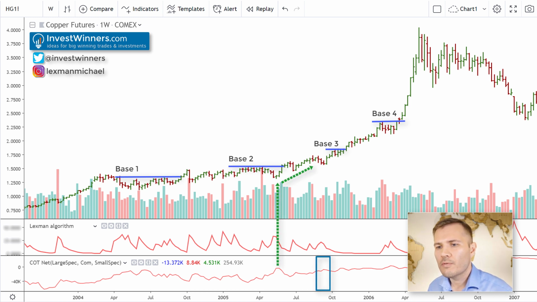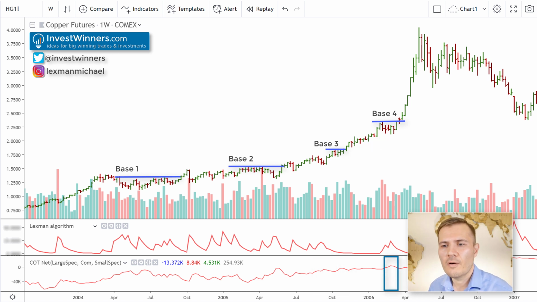They also bought during this drawdown and continued to buy when the price stood flat again, forming the third base. Copper went up again. And finally, in the fourth area of stagnation, their positions reached another high and the copper price propelled upwards almost vertically. I hope you noticed this curve.